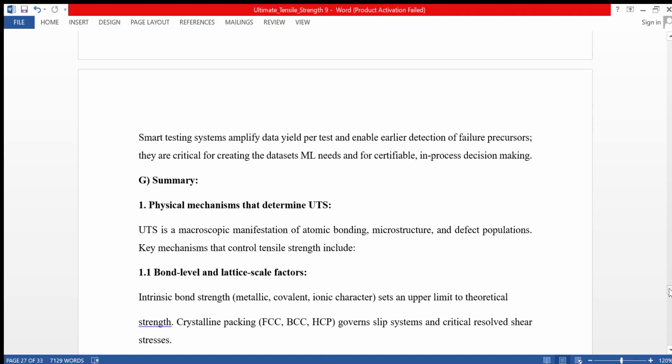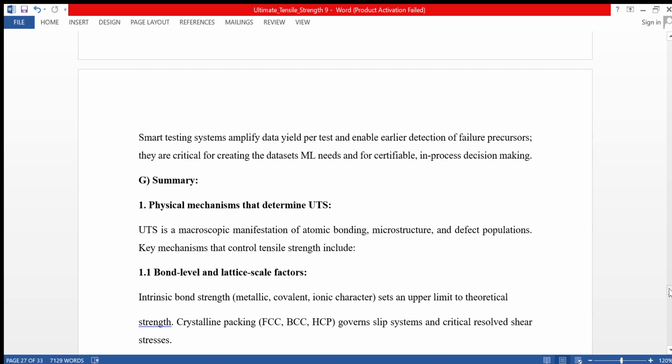Smart testing amplifies the data yield per test and enables earlier detection of failure precursors. These are critical for creating the database ML needs and for certifiable, viable in-process decision making. Summary: physical mechanisms that determine UTS.